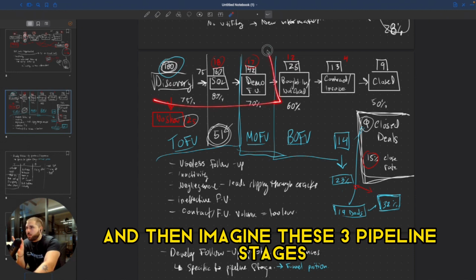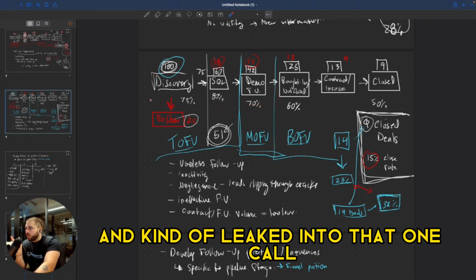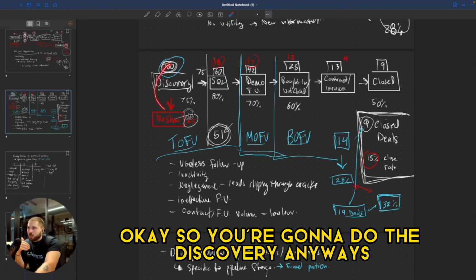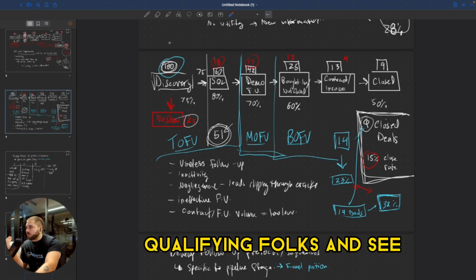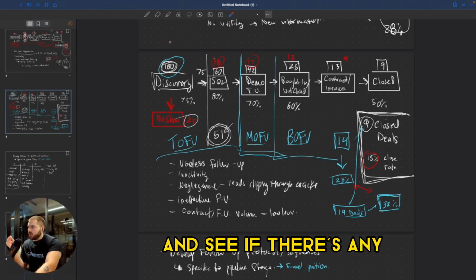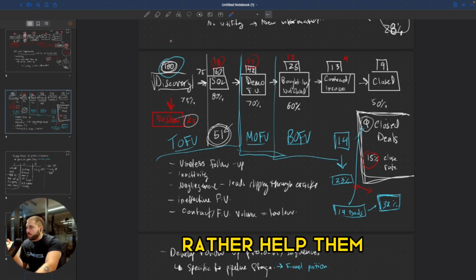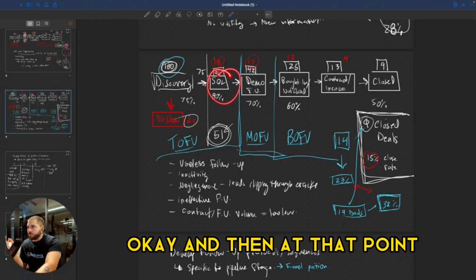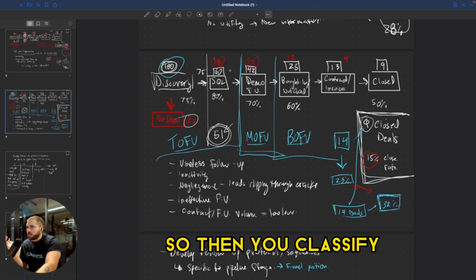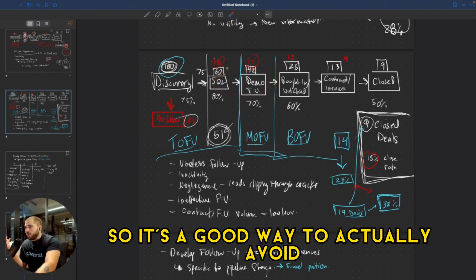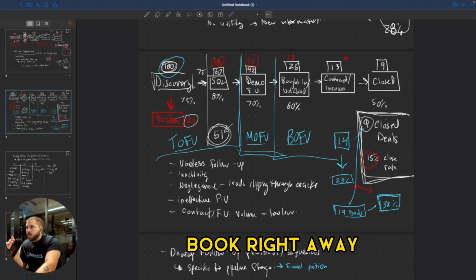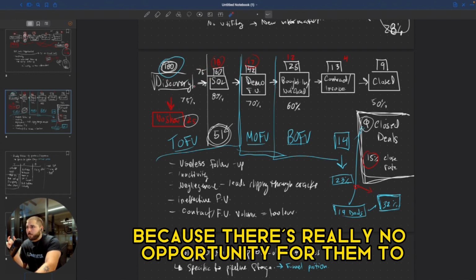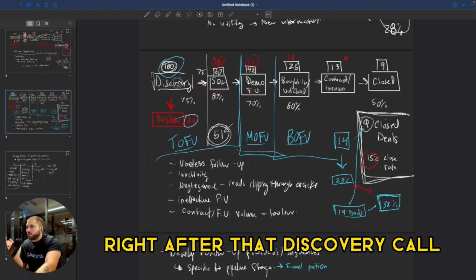Then imagine these 3 pipeline stages looped into that one call. You're going to do the discovery anyway, where you're qualifying folks and seeing if there's any way that you can actually work together, or help them. At that point, they'd technically be an SQL, so you classify them as an SQL, and then you go right into the demo. It's a good way to avoid the drop-off from discovery to SQL versus discovery to demo booked, because there's really no opportunity for them to not book a demo right after that discovery call.